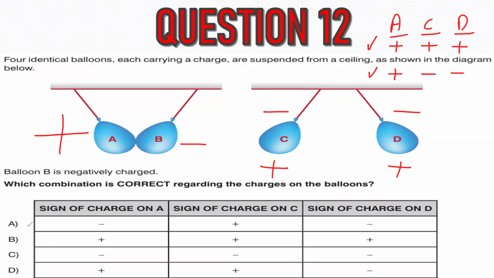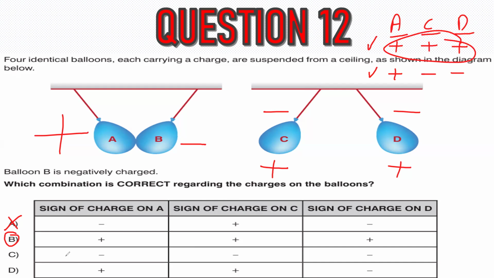Let's see what option is given. Option A, charge of A is negative. No, that's gone. Charge of A is positive. Yes. Charge of C is positive. Yes. Charge of D is positive. Yes. This option is helping us. That is correct. This one here, positive, positive, positive.